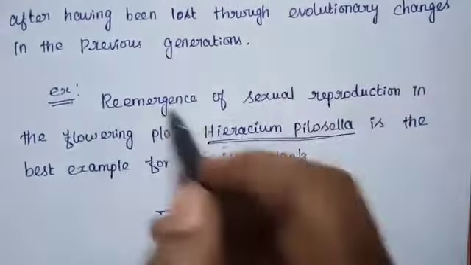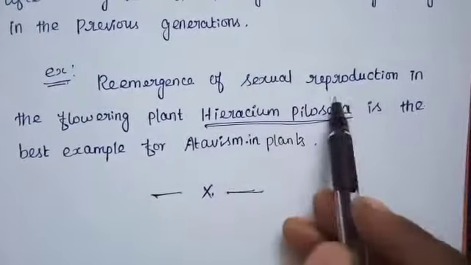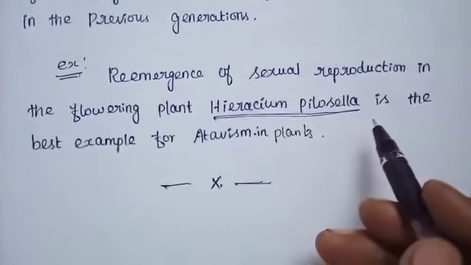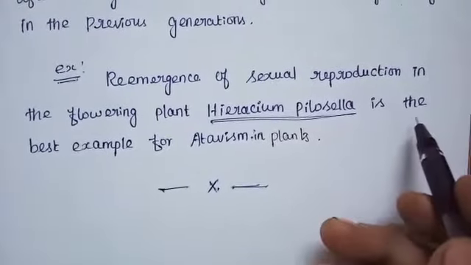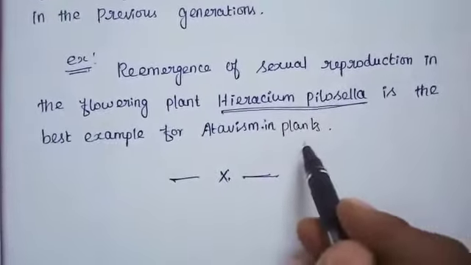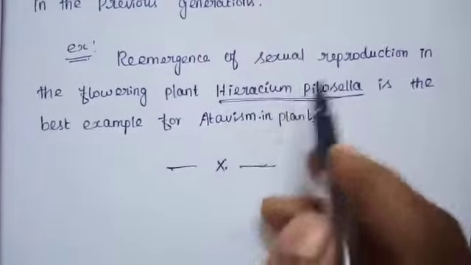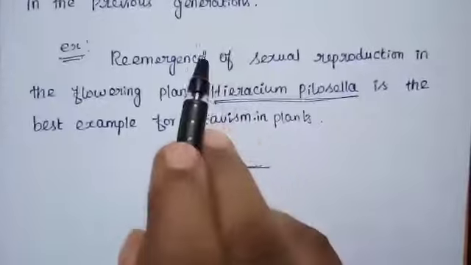An example is the re-emergence of sexual reproduction in flowering plants. Hieracium pilosella is the best example of atavism in plants. This is atavism. What is atavism? Reappearance of ancestral characters.